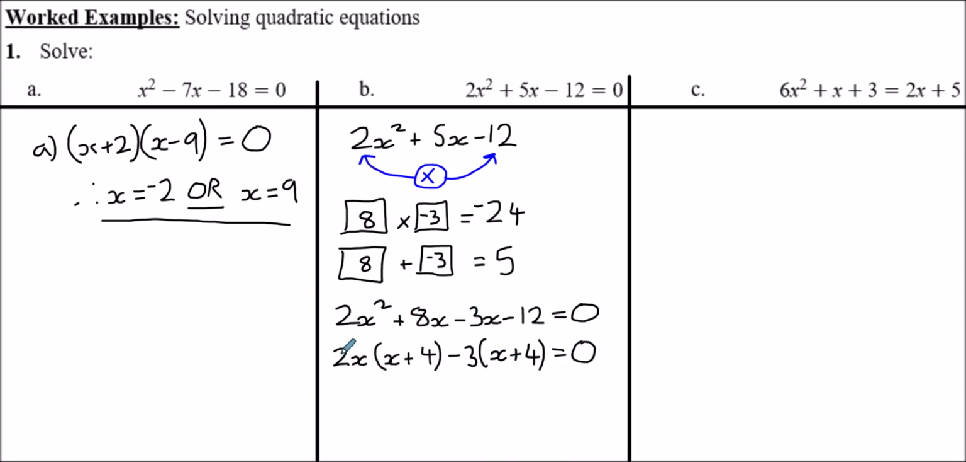These two bits at the front of the brackets can now form together into their own bracket, so we now have 2x minus 3, brackets x plus 4, equals 0. Now the same idea applies, so either the first bracket is equal to 0, in which case x would have to be 3 over 2, so therefore either x equals 3 over 2, or if the second bracket is equal to 0, x would have to be negative 4.